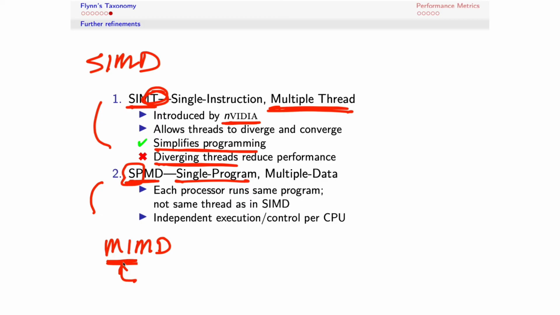But because they're running the same program, it's not really as general purpose as true MIMD. So each processor runs the same program, not the same thread, so we have independent execution and control. And again, that's really the paradigm that we'll use in practice when we start doing threading and distributed computing.